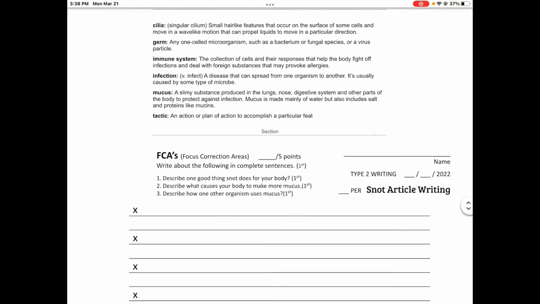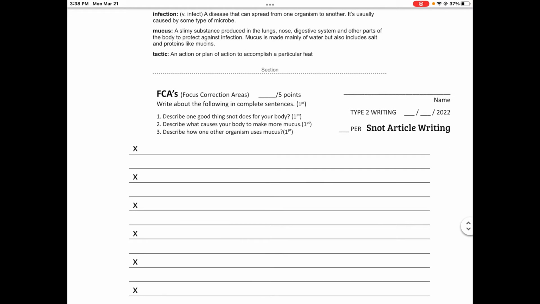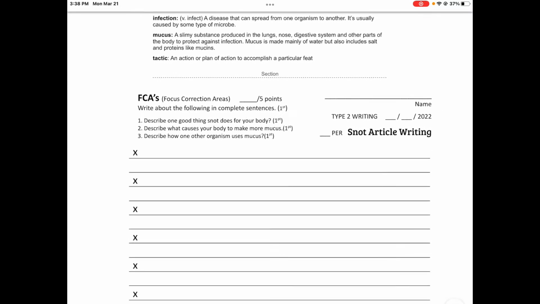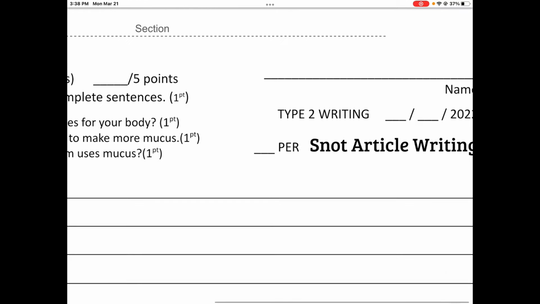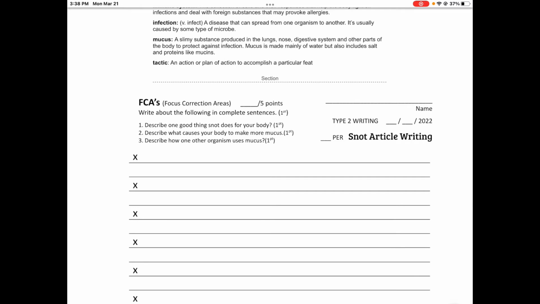We have some vocab words. But then we're going to write about it, and that's what I want to talk about. Now you get 1 point if you can just fill out this stuff. If you can put your name, the date, 322, and the class period. So that's 1 point. You get another point for writing in complete sentences and skipping lines. That's what the X's signify, skipping lines. So 2 of your 5 points are, can you follow directions? This isn't our first time we've done it, so hopefully you can follow directions.